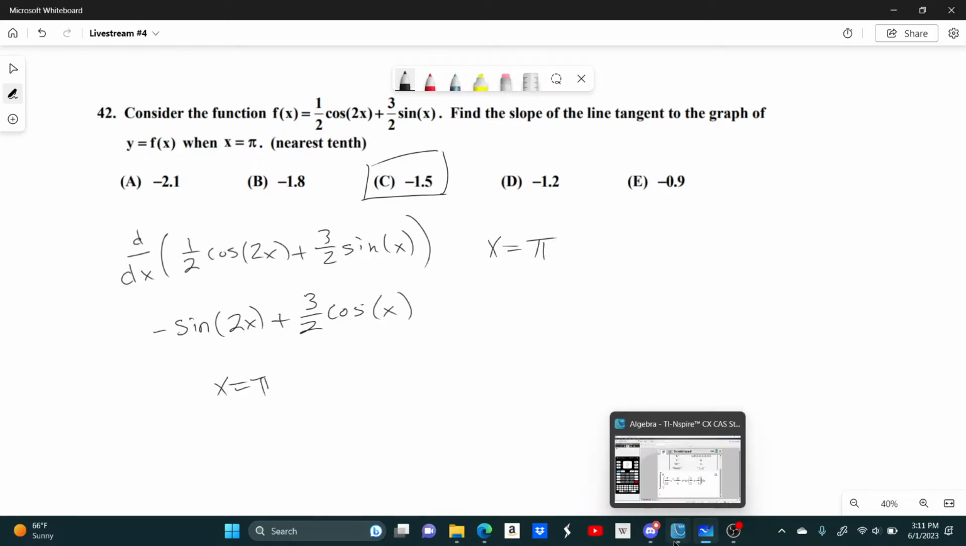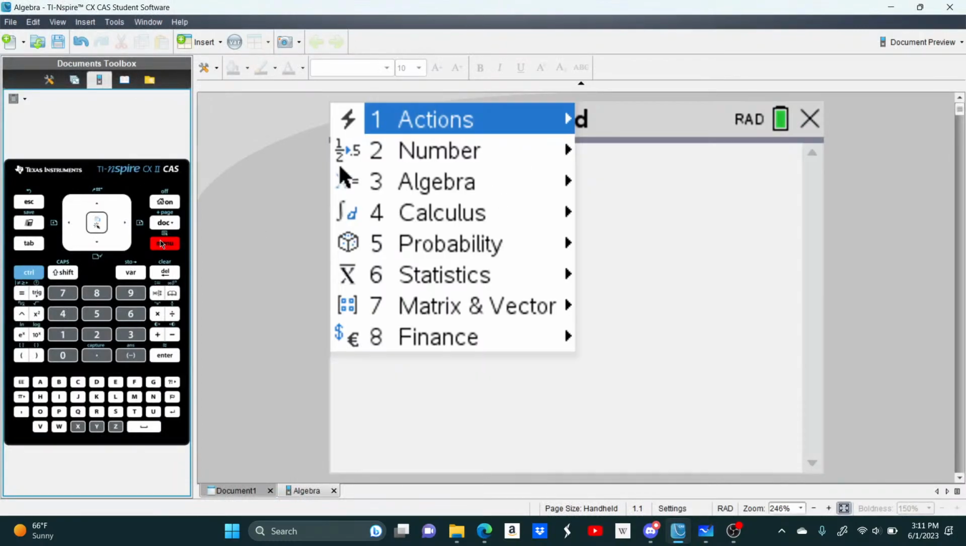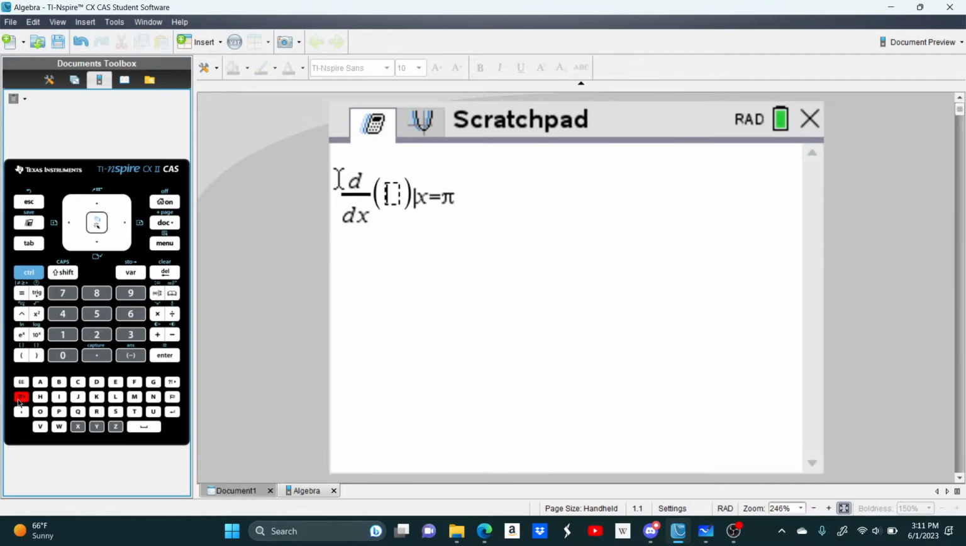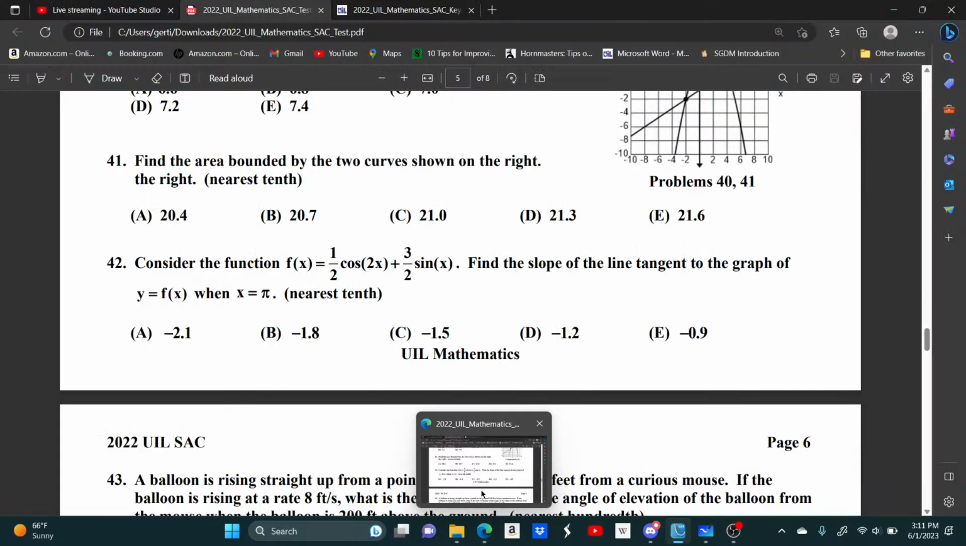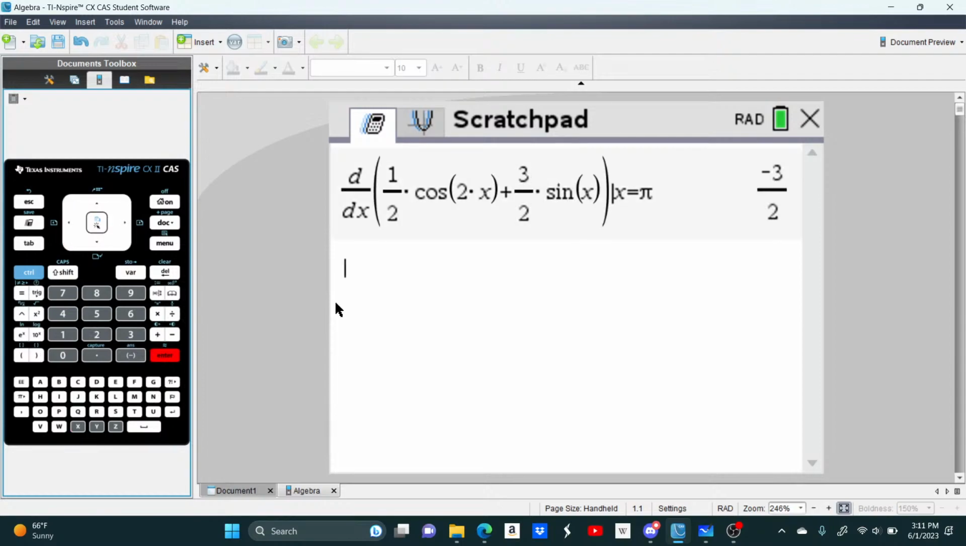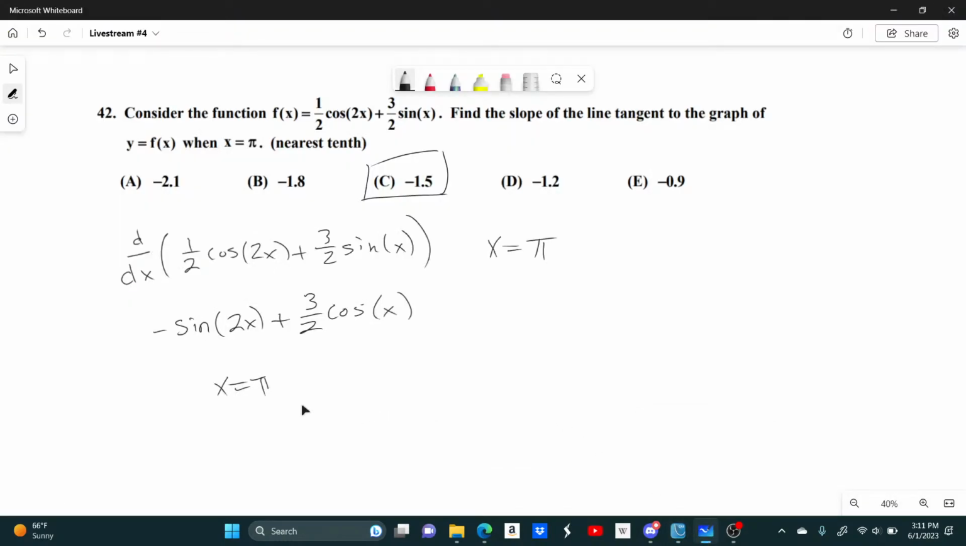All right, but here's how you do that on the calculator, if you want to know. Make sure you're in radians. You can go to menu 4 and then 2 for derivative at a point. So we have x, and our value is at pi. And then we just type in our equation: 1/2 cosine of 2x plus 3/2 times the sine of x. Yep, and you get -3/2, which is the same thing as -1.5. Different way, same answer.